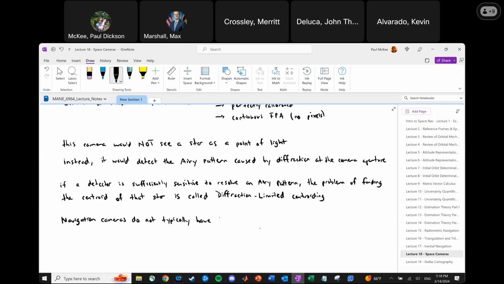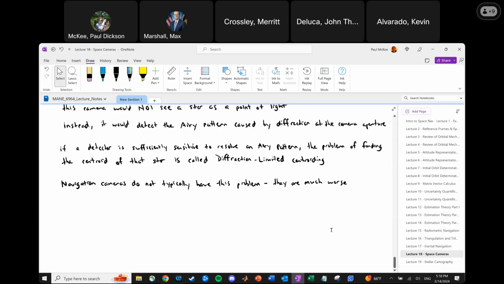Navigation cameras do not typically have this problem. They are much worse, because your navigation camera is not the Hubble Space Telescope. It's probably small enough that you can hold it in your hand. It's typically less than $100,000 for a navigation camera, maybe possibly more, but typically less than $100,000, as opposed to the millions and millions of dollars that goes into a space telescope, or billions, depending on how you do the bookkeeping. So these are cheap by optic standards, right? Navigation cameras don't have this problem.